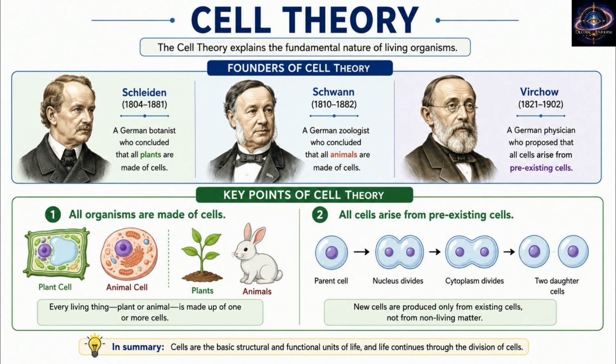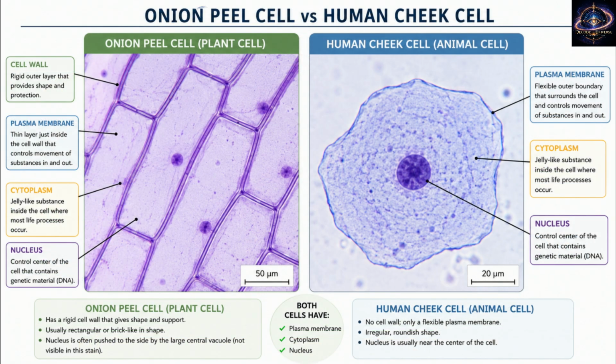Part 5, Prokaryotic and Eukaryotic cells. Cells are mainly divided into 2 types. Prokaryotic cells. These cells do not have a well-defined nucleus. They do not have membrane-bound organelles. Examples, bacteria, blue-green algae, mycoplasma. Eukaryotic cells. These cells have a well-defined nucleus with nuclear membrane. They have membrane-bound organelles. Examples, plants, animals, fungi, and protists.